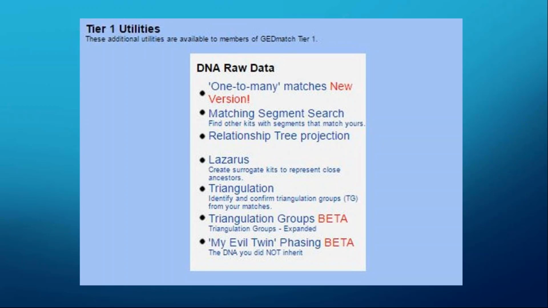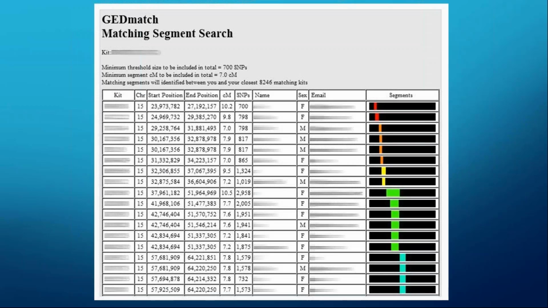I don't need to explain the advantages of triangulation because you can feel much more confident that you share a recent common ancestor with other people that might be identified in that group. This is what the matching segment search will do for you. Chromosome by chromosome, you can see, in this case on chromosome 15, where people overlap. You can see the length of their segments, the number of SNPs, the exact beginning and ending positions, and there's a graph on the right-hand side, and of course the wider the color, the more DNA you have in common.